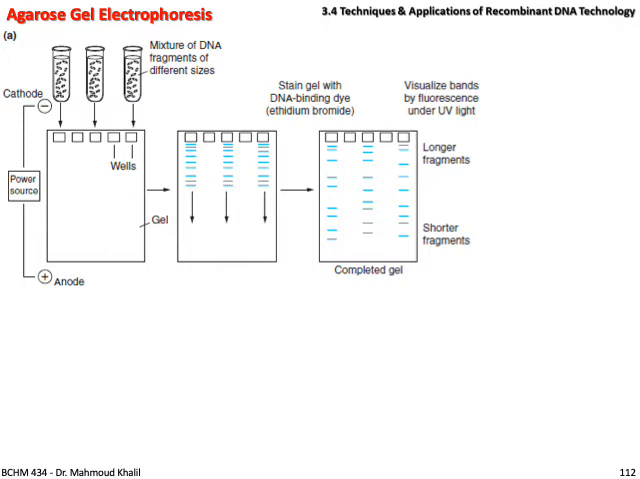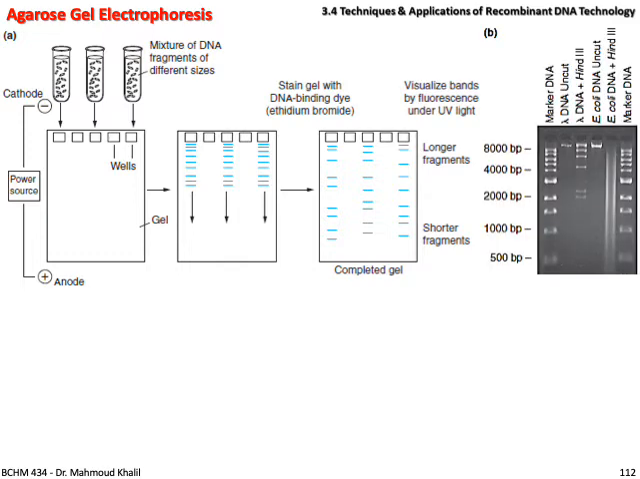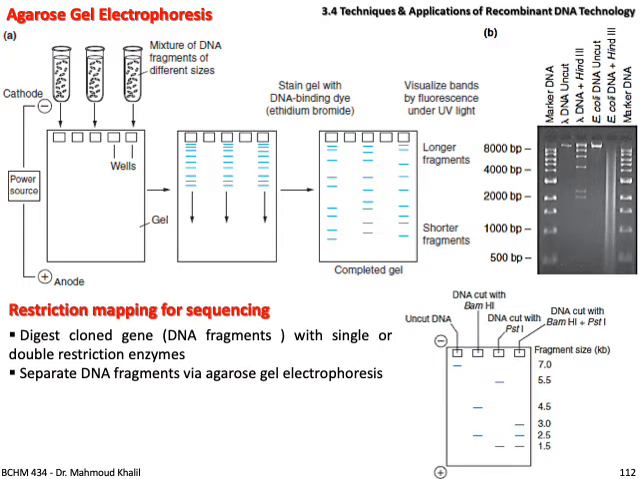You can see the blue bands. The longer fragments are retarded in migration, while the shorter fragments migrate faster. And then you can visualize the bands by fluorescence under UV light. This is an actual image of an agarose gel of DNA that has been cut by different restriction enzymes. And you can see we usually use a marker of known base pair sizes, so we can compare the size of the bands with the marker.